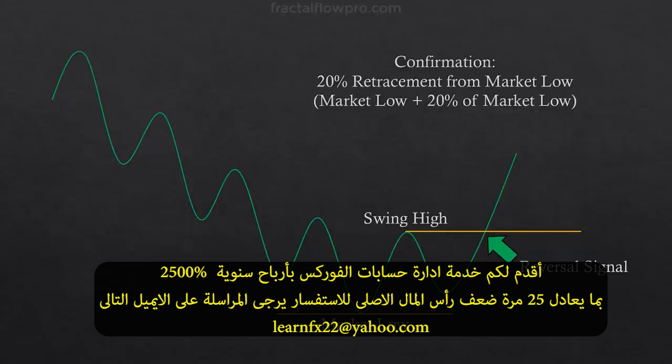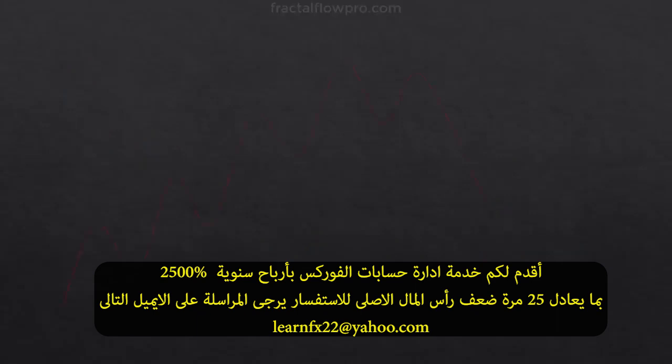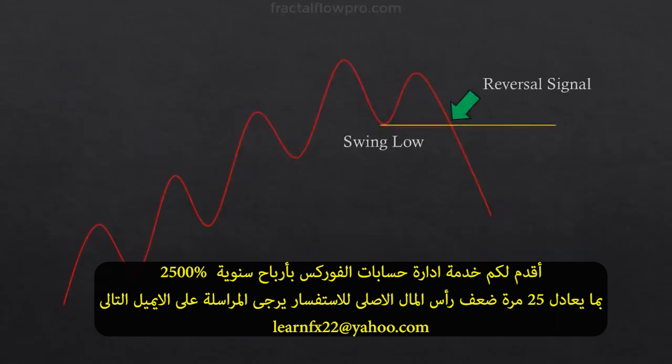The reversal signal for a bear market happens when the market is going up and a swing low is broken. The confirmation happens when the market hits a 20% retracement from the market high. For example, if the market high is 10,000, the 20% retracement in the case of a bearish reversal will be at 10,000 minus 20% of that, which equals 8,000. Notice that this has nothing to do with Fibonacci retracements, which are relative. The 20% retracement confirmation from the Dow theory relates to the absolute price value.